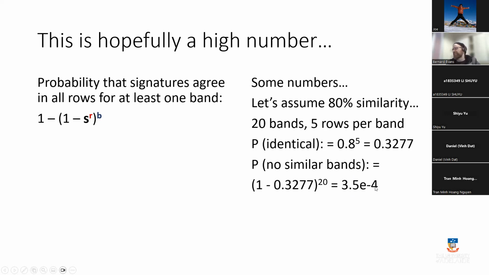So the probability that if these two documents are 80% similar, in none of these bands they match, is less than 0.1%, right? Very, very small, right?